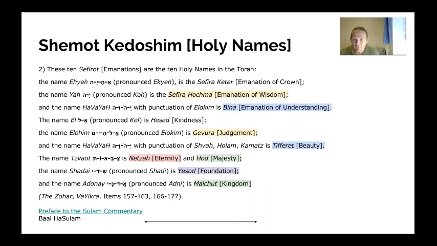Where might we find some good reading on this? What the names mean? I would go to the Zohar of Vayikra, items 157, 163, 166 to 177. It talks about each name there in more detail. And just be aware that there's much more depth beneath the skin.